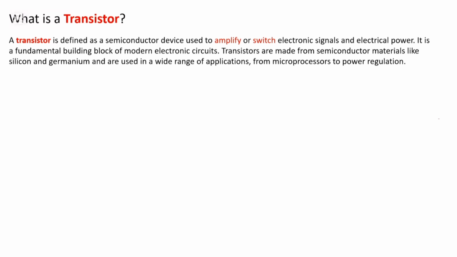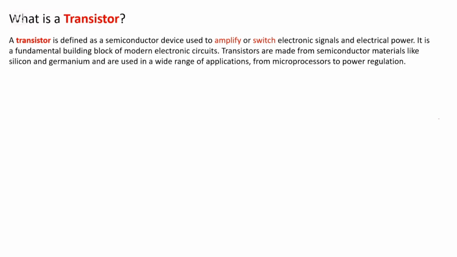A transistor is a semiconductor device that is used to amplify or switch electronic signals and electrical power. It is the fundamental building block of most electronic circuits. Transistors are made from semiconductor materials like silicon and germanium and are widely used in a variety of applications, from a small microprocessor to a huge power regulation circuit.